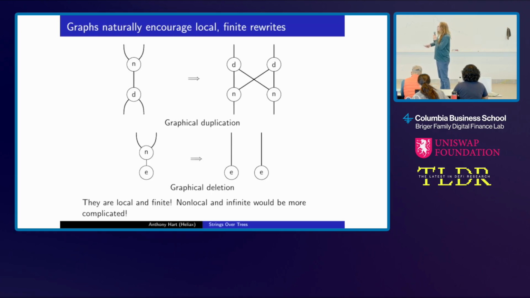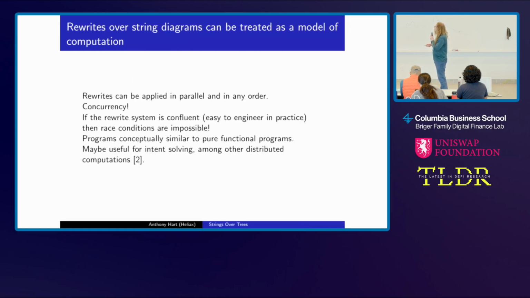When you do graph rewrite rules, they naturally want to be local and finite. So here's the analogs for duplication and deletion. And as you can see, they do deletion and duplication piecemeal rather than being highly non-local. Trying to make them non-local and infinite would actually be much more difficult when you're dealing with graphs.